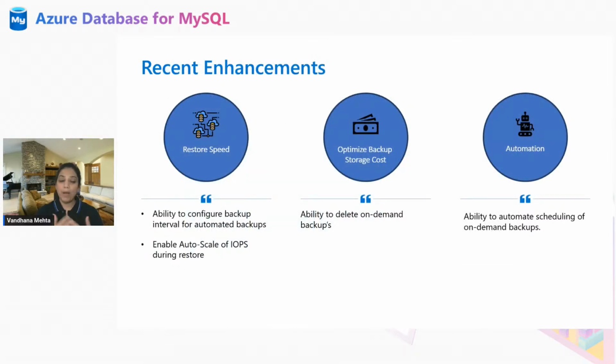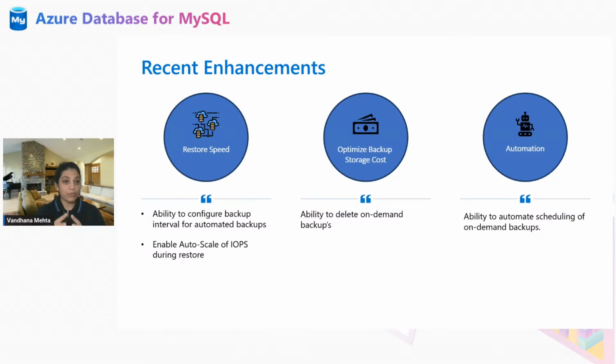Over the past few months, we have been actively skimming our feedback channels, and we have been hearing a lot of feedback on restore performance, flexibility, and backup cost as well. Many of you have asked questions over multiple channels: how can we restore faster? How can we optimize the backup storage cost? Can on-demand backup be triggered programmatically?